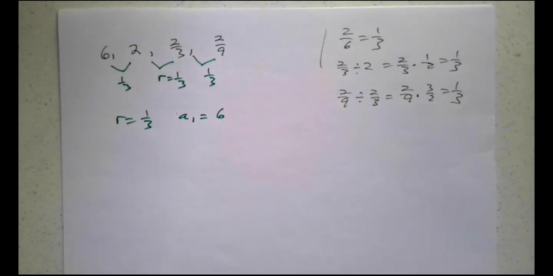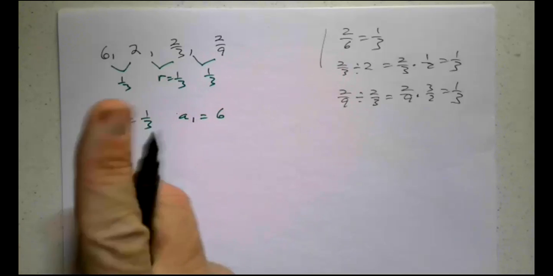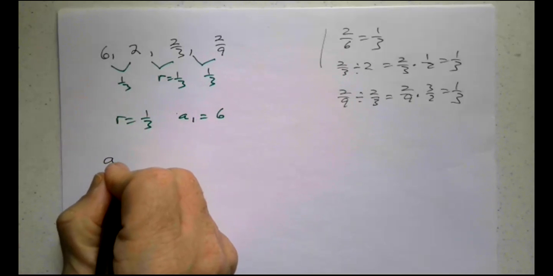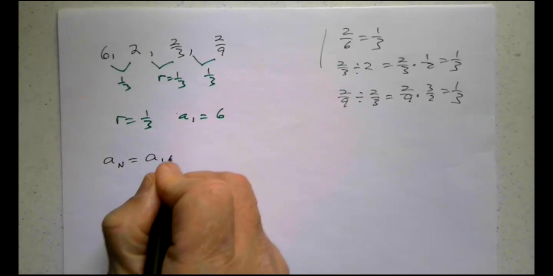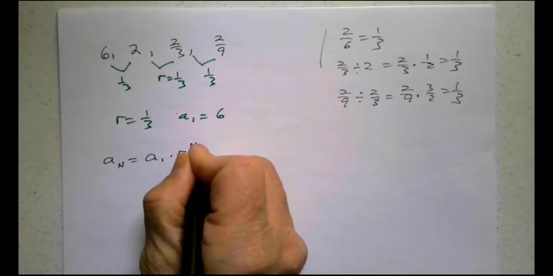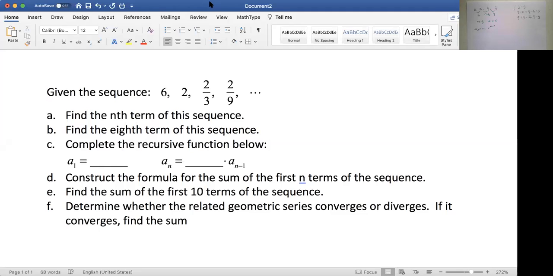Now, what's the next question that I have to answer? We want to find the nth term of the sequence. What's our formula for the nth term? For a geometric sequence, a sub n is the first term, a sub 1, times r to the n minus 1. That's our formula, and we want to find the 8th term.